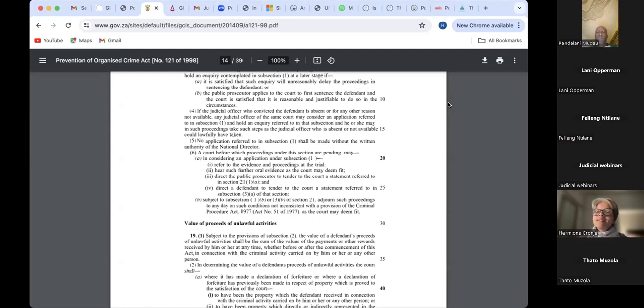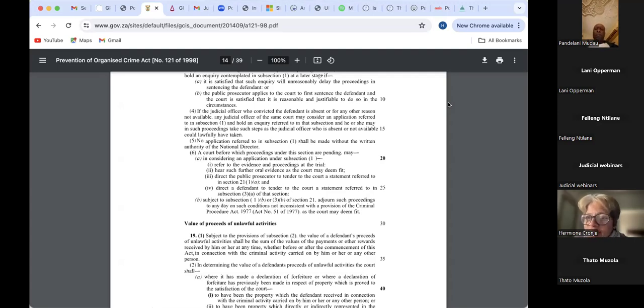So the prosecutor says, I have authority to ask for an inquiry to be held. The presiding officer will have to hear from both sides.